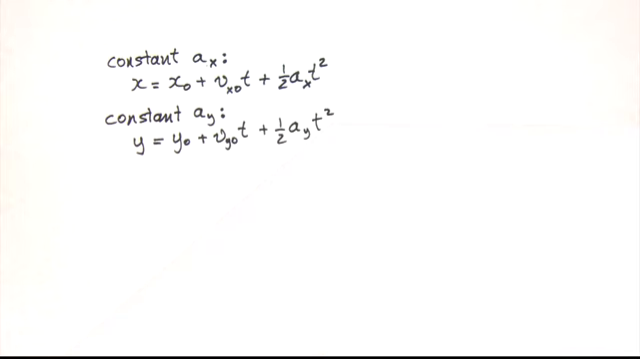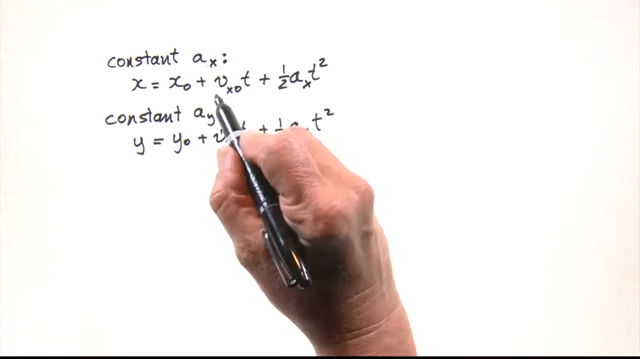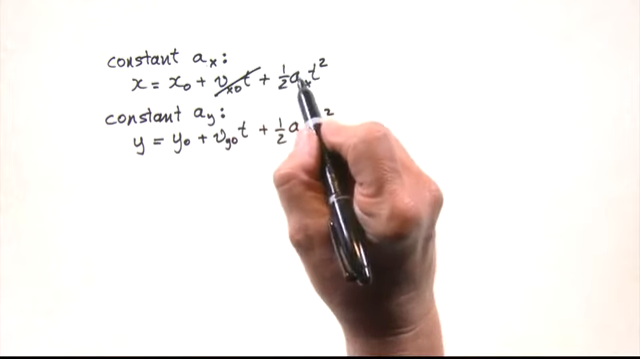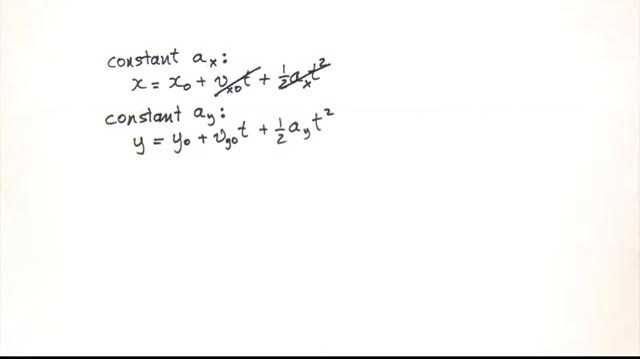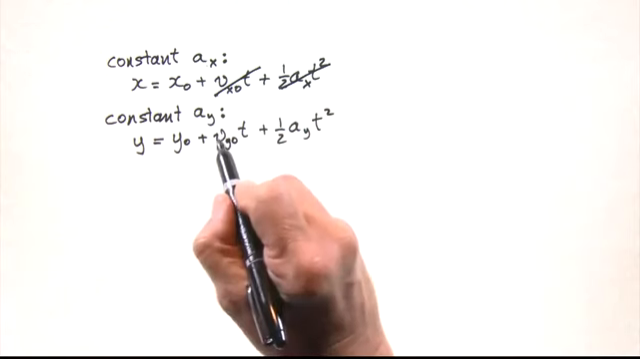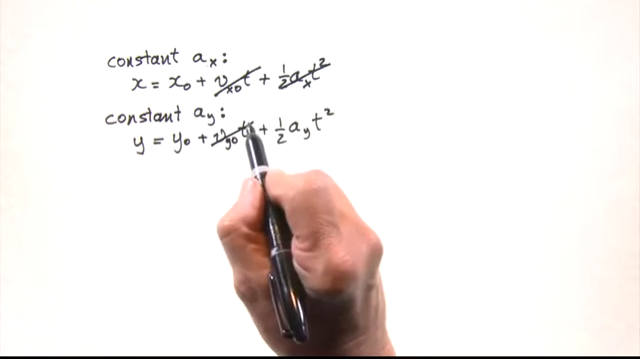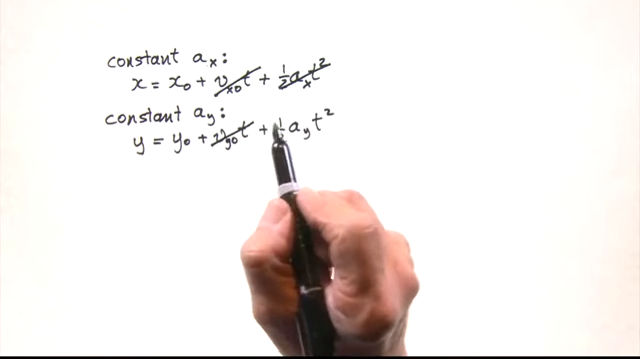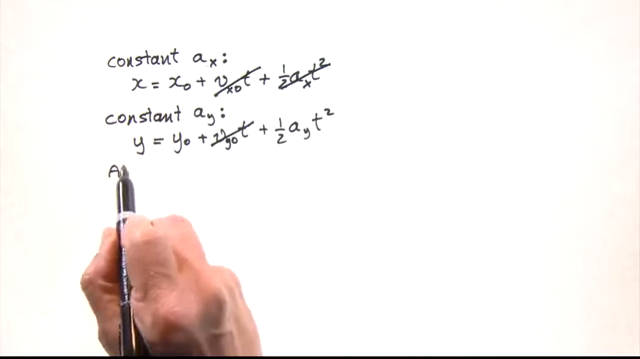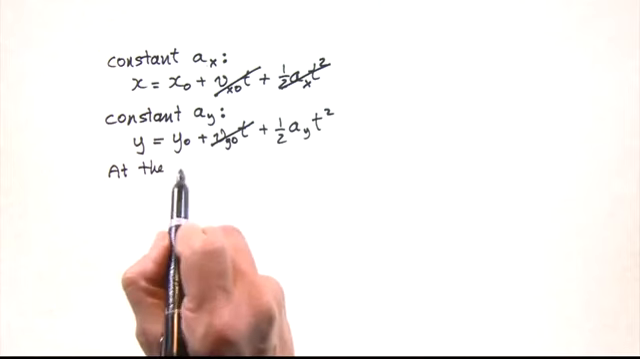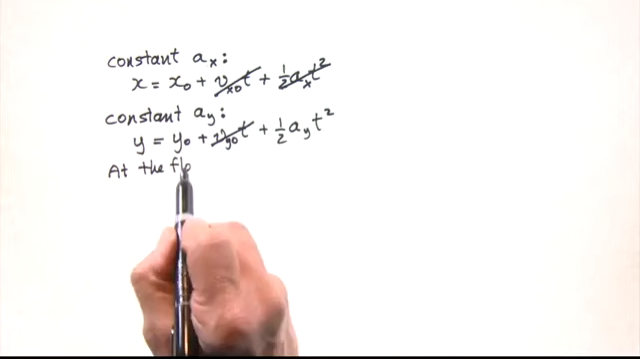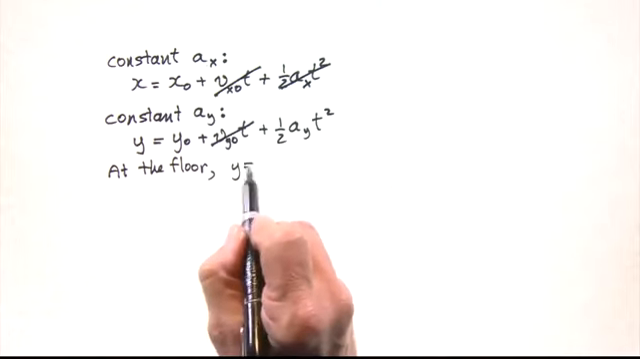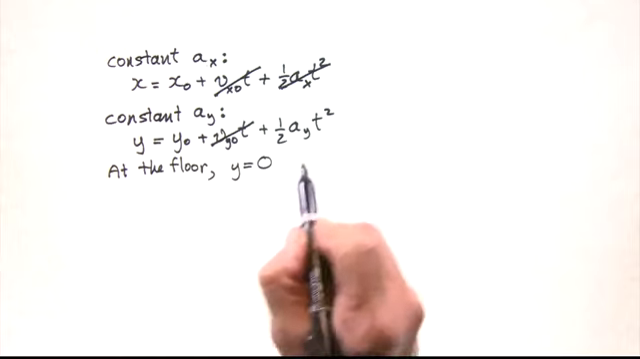As you saw, for a dropped object, there's no x velocity, vx0 equals 0, and no x acceleration, ax equals 0. And if we release it from rest, then the initial y velocity is 0 too, vy0 equals 0. Here, we're only interested in the y motion. Let's measure vertical position y from the floor. So the ball hits the floor when y equals 0.